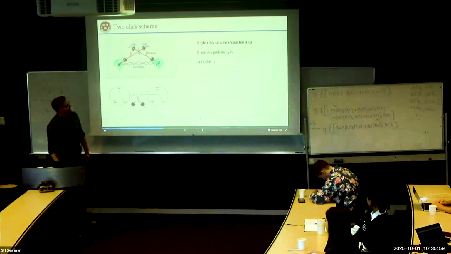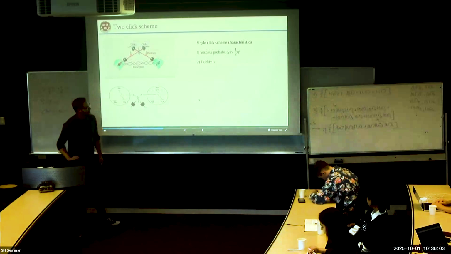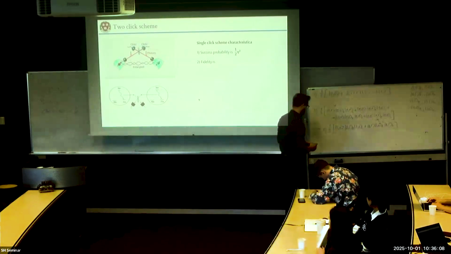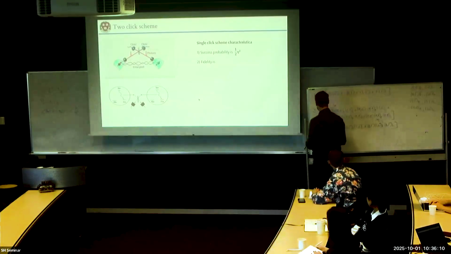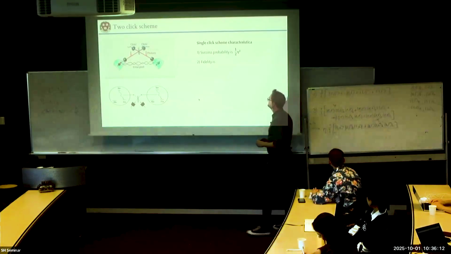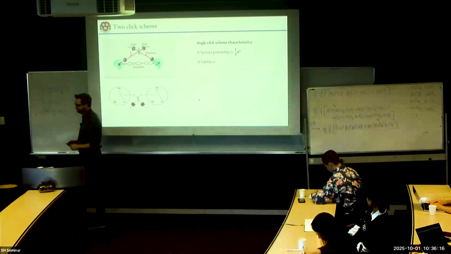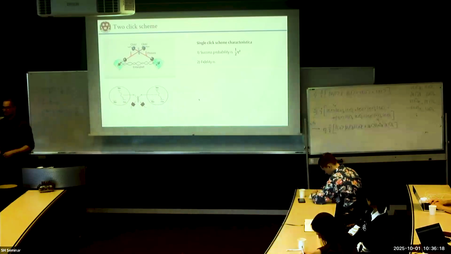So, why isn't this there? Yes. So in the end, my success probability is going to be 1/2 eta squared. So I need both photons to survive. The single photon scheme only scaled as eta.